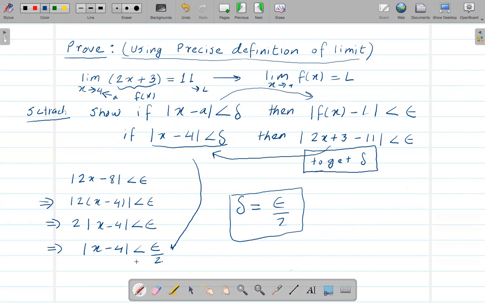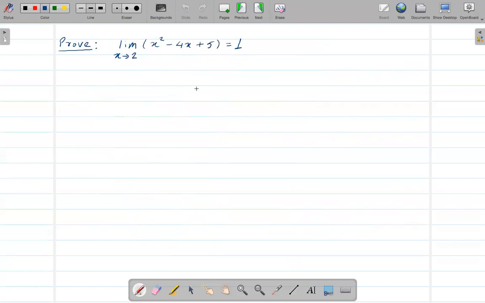Okay, so this is the way of proving using the definition of limit, or using the precise definition of limit. Let me do a few other problems as well. Okay, let's do this one. Now here we have a quadratic function. So again, start from scratch work.